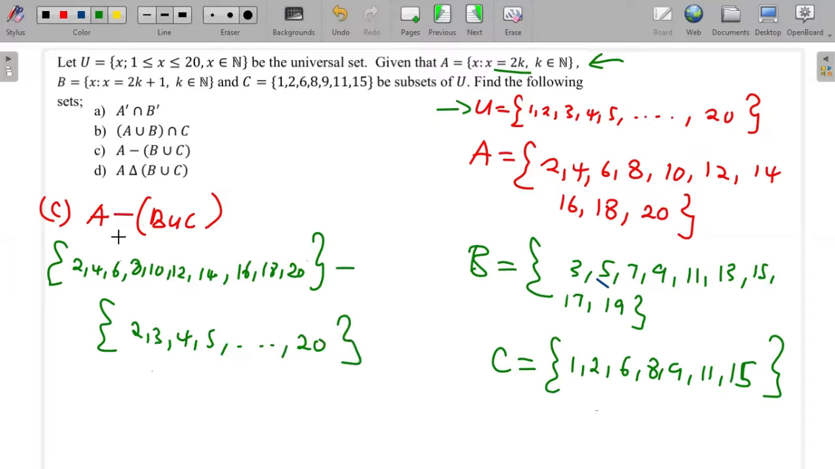So now, if you are doing the difference of two sets, okay, if you want, you can find the complement, or you can use that one that we learned. So this part here is the same as removing the elements that are common between A and B union C from the set A. Okay, so what numbers are common there?